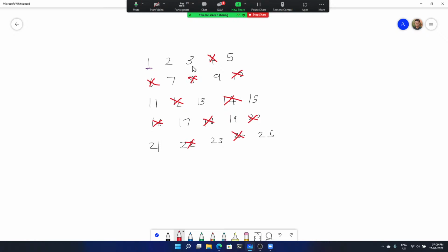Okay, now 3 is a prime. Now let's go to multiples of 3. The next multiple of 3 would be 6. That's already stricken off. Then we have 9. 12 is gone. 15 is a multiple of 3, let's strike it off. Then 18 is gone. 21, let's cut it. Then 24, it's gone.